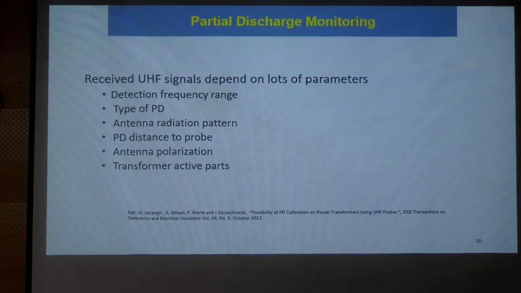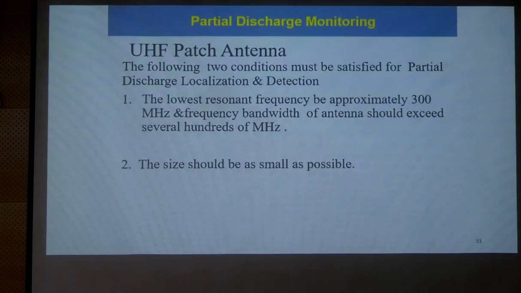So these are UHF sensors. The parameters are the type of PD, detection frequency range, radiation pattern, and so on. For the particular antenna type, we can use different antenna designs, like narrow band or wide band antennas. It depends on the application, how we want to go for the design.